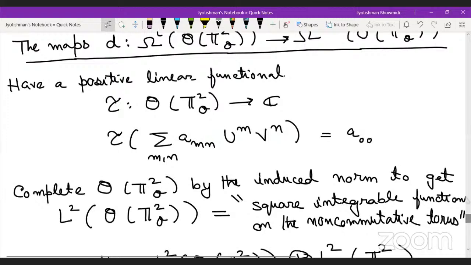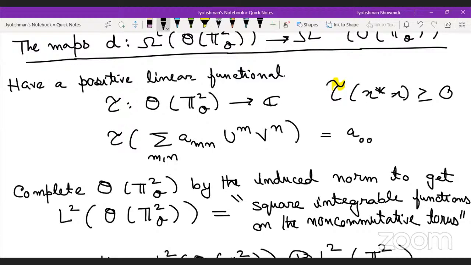Okay, so what we need to remember is that in this realm, the analog of measures are positive linear functionals. By positive I mean functionals such that tau of x star x is always positive.